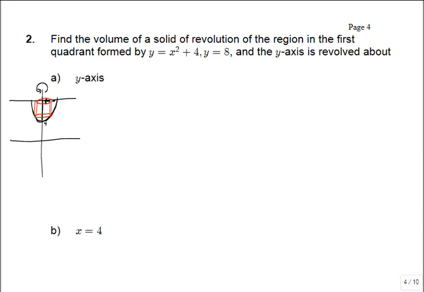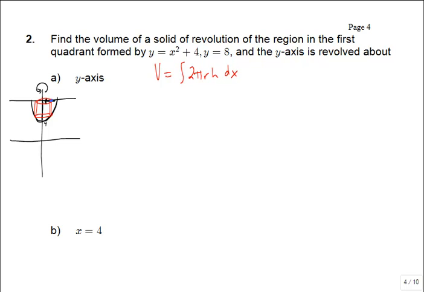So since this is vertical, if you were to extend this down, that slice would eventually intersect that x-axis. So that means this is going to be a dx integral. So our formula will be volume equals the integral of 2 pi rh dx. So we need to find r and h in terms of x. So let's start with that height. Always find that height first.